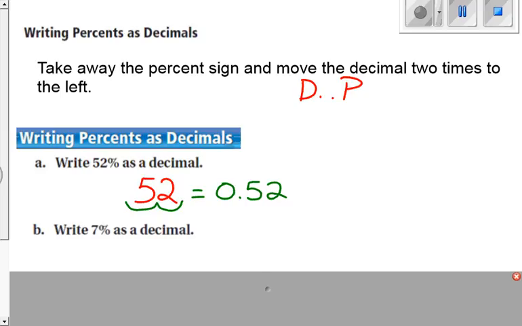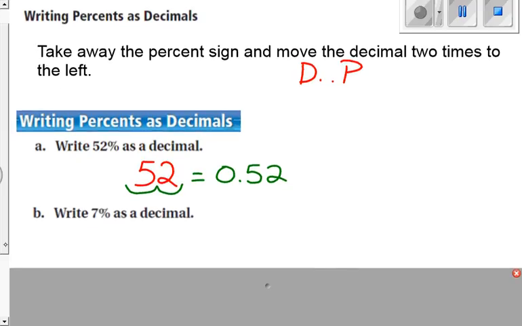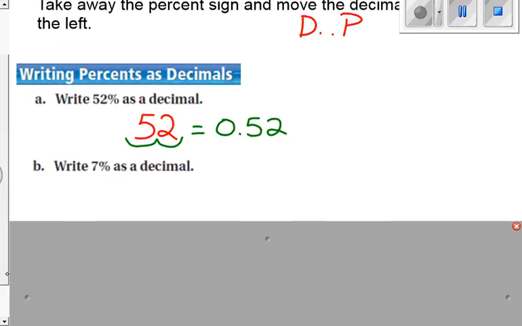Our next problem says write 7% as a decimal. So again, I'm going to write 7. Again, the decimal is hiding behind the 7. So I'm going to move it 2 steps to the left, 1, 2. As you can see, there is a missing piece. So we're going to fill that in with a 0. So our answer is 0.07.